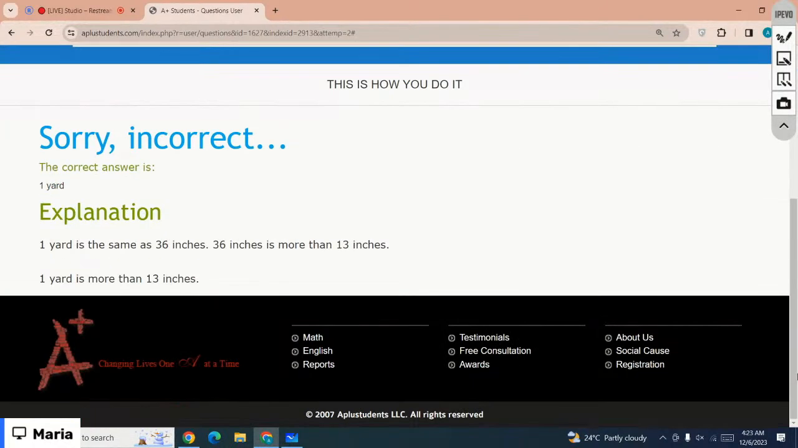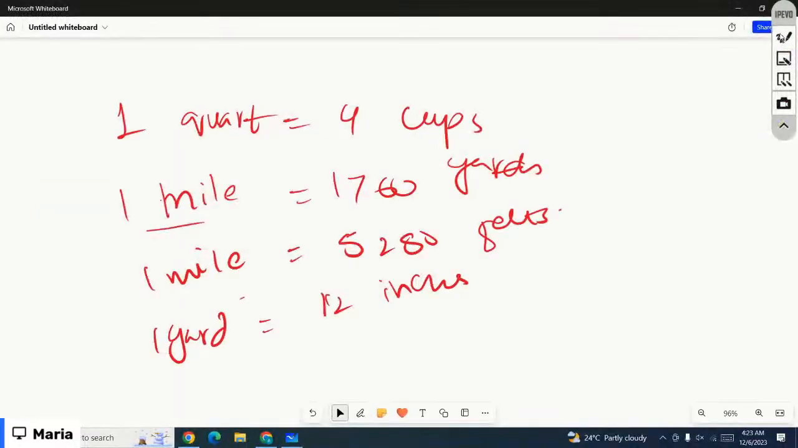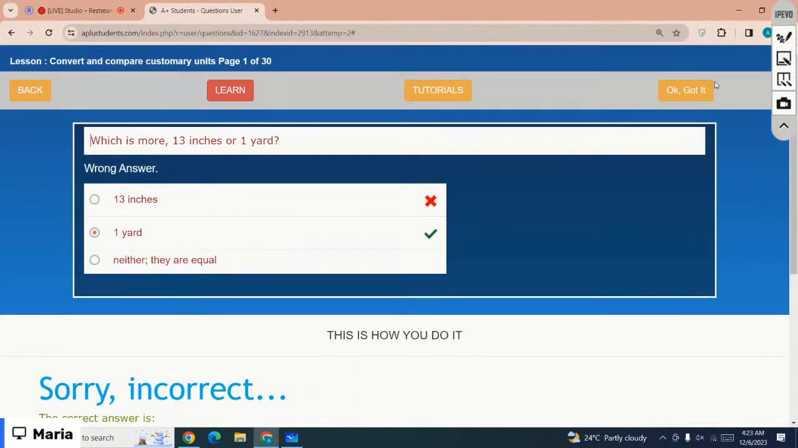Oh, sorry, 1 yard equals 36 inches, not 12. 1 yard equals 36 inches. So obviously 1 yard is more, right?